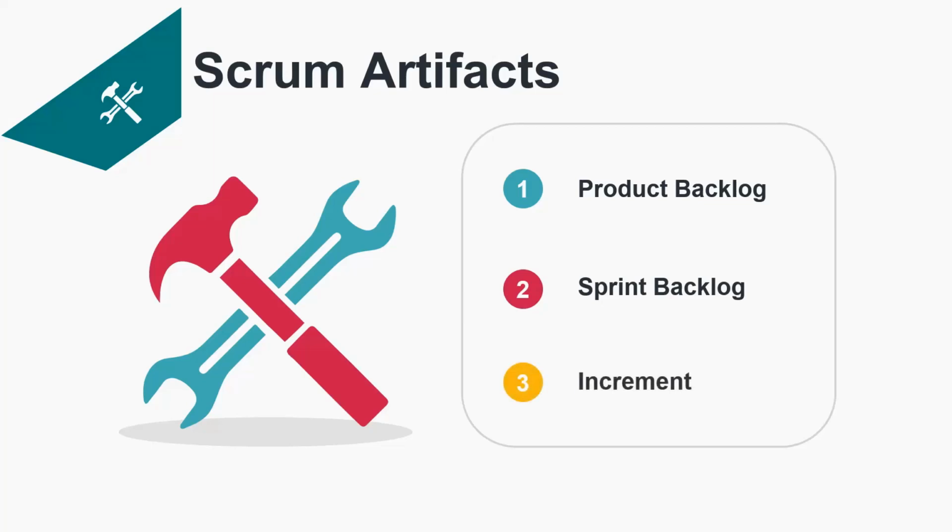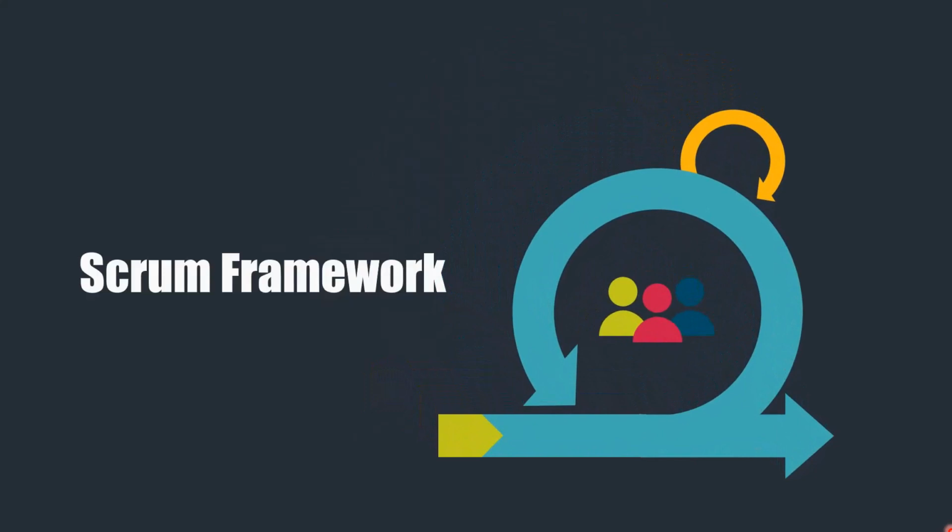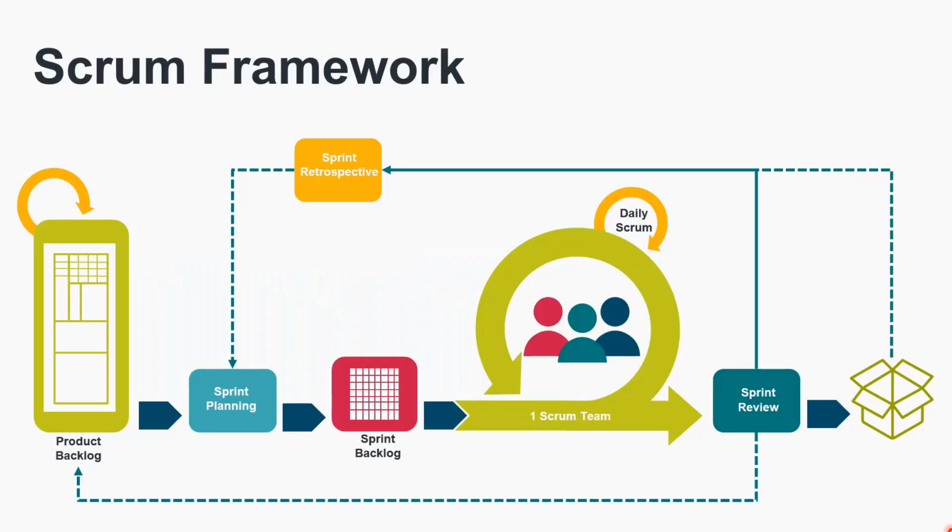Increment. Increment is the result of a sprint. In other words, it is whatever the development team accomplished in a given sprint. And now, let's take a look at the whole Scrum framework reflected in one single diagram.